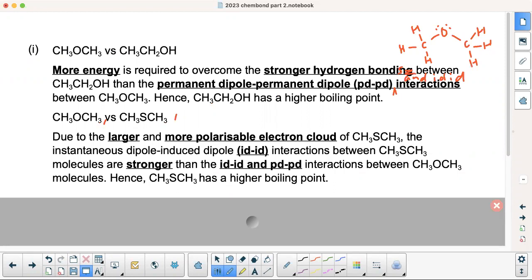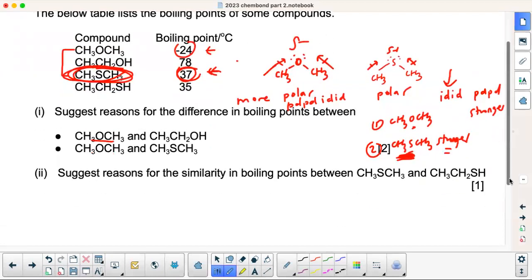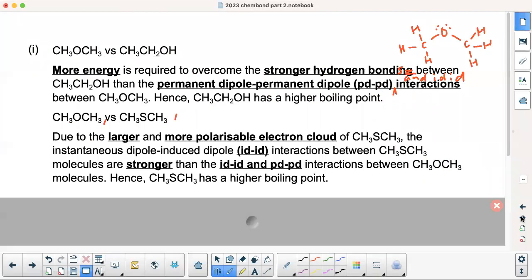Does everybody understand what I'm doing now? You can see that this one has a higher boiling point, right? So it is because of the stronger ID. Due to the larger and more polarizable electron cloud, essentially this one has more electrons, so the ID is stronger.